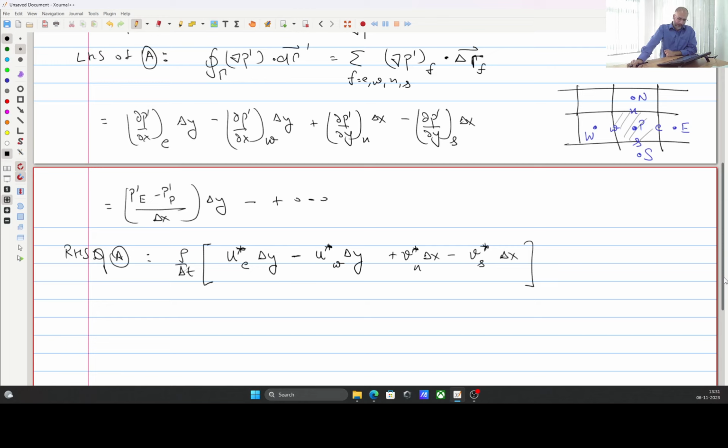Alright. So now u star on the eastern face has to be somehow written in terms of the nodal points. So we can do a center averaging here. So I can write u star over the eastern face, and I'll again do it only for the eastern face, and then using the same idea you can do it for the other faces. So this becomes u star on the eastern node E plus u star over the CV node P, divided by 2.